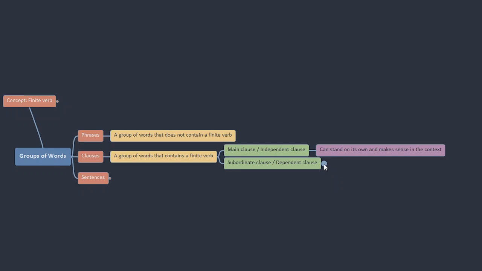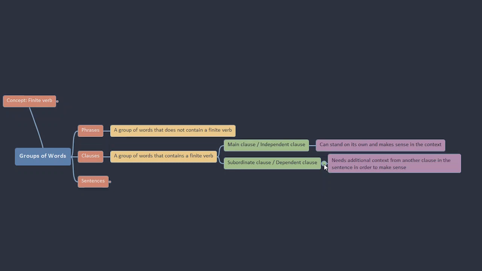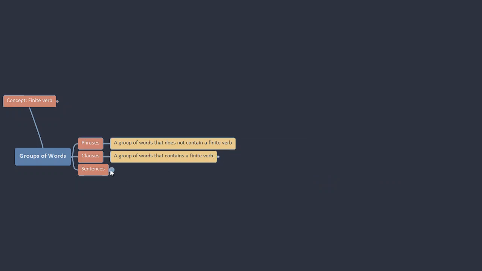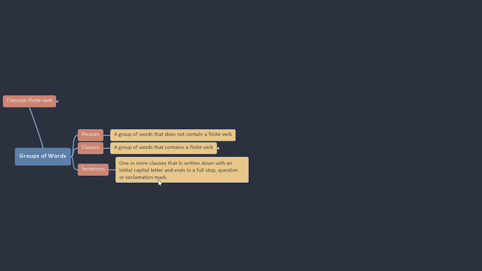The opposite of the main clause is the subordinate clause, or the dependent clause. This clause needs additional context or additional information from another clause in the sentence in order to make sense. And then finally, we've got a sentence. A sentence is one or more clauses that are written down, and it starts with an initial capital letter and ends with a full stop, a question mark, or an exclamation mark.